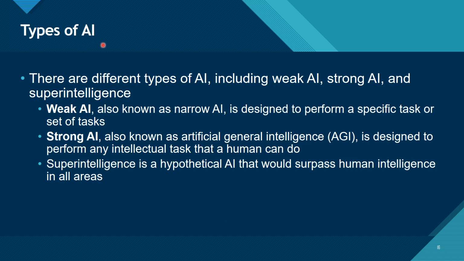There are different types of AI: weak AI, strong AI, and superintelligent AI. Weak AI, also known as narrow AI, is designed to perform a specific task or set of tasks. Strong AI is known as artificial general intelligence and is designed to perform any intellectual task that a human can do. Superintelligence is a hypothetical AI that will surpass human intelligence in all areas. It means superintelligence will surpass human intelligence in all areas.